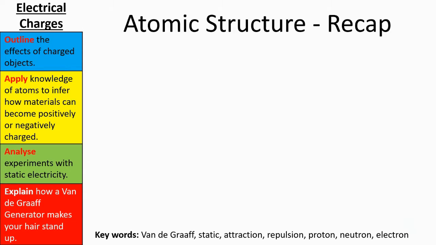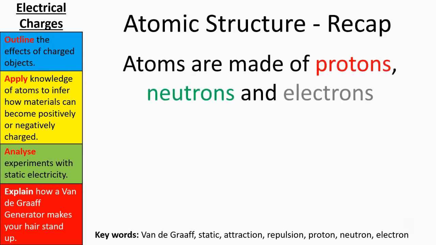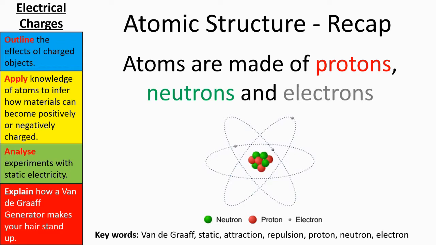Let's see how you did. So, atoms are made of protons, neutrons and electrons, and they are arranged something like this. The protons and the neutrons are in the middle, and the electrons are on the outside. You may not have drawn your diagram in a three-dimensional way like you can see here. You may have done your electrons in orbitals around the outside of the nucleus. That's fine.